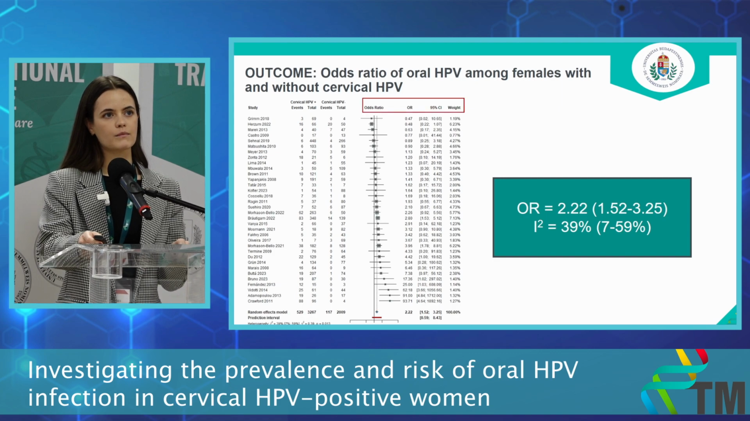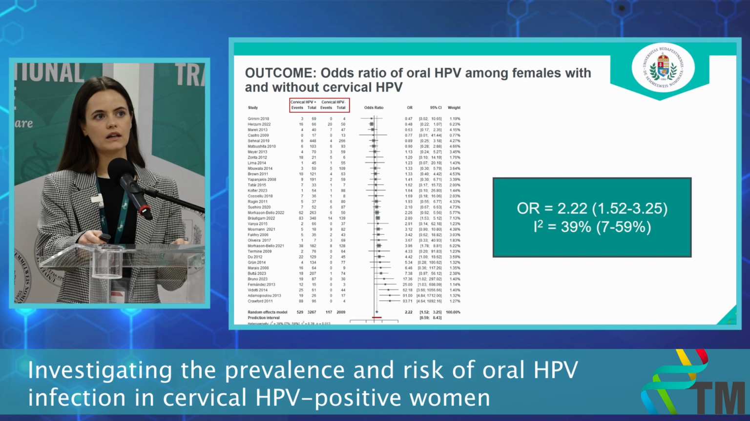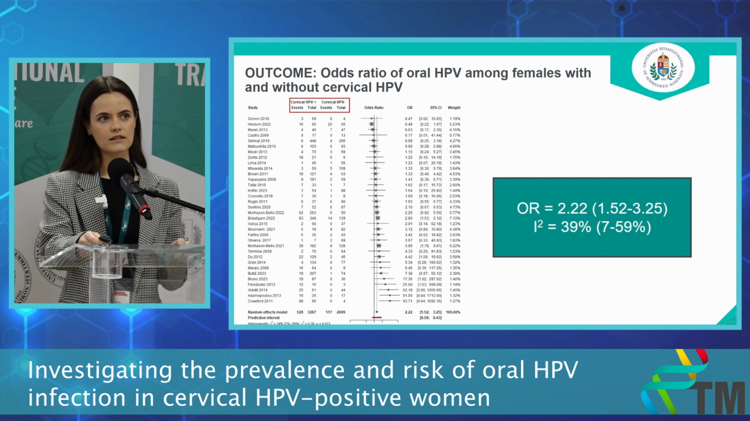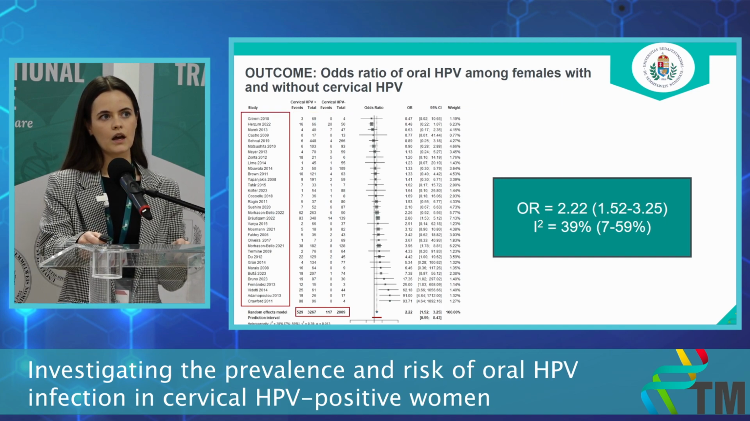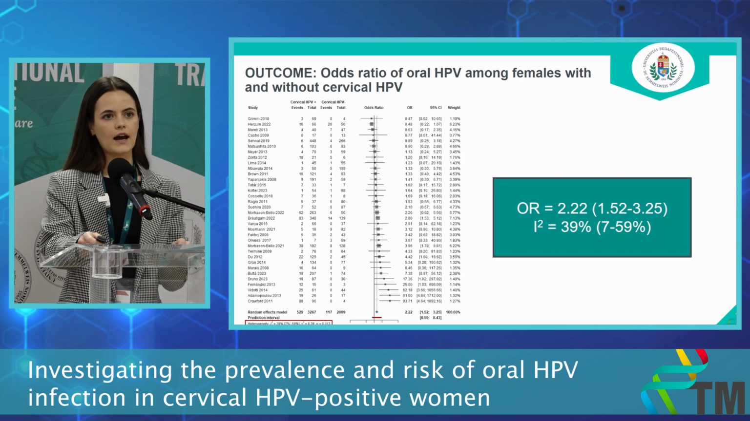One of our primary outcomes, which we measured in odds ratio with a 95% confidence interval. So here we measured how many women had oral HPV in the cervical HPV positive versus the cervical HPV negative group. We were able to include 34 articles with more than 5,000 patients. Prospective cross-sectional studies were included. As you can see, the heterogeneity is 39%, which is a moderate heterogeneity.